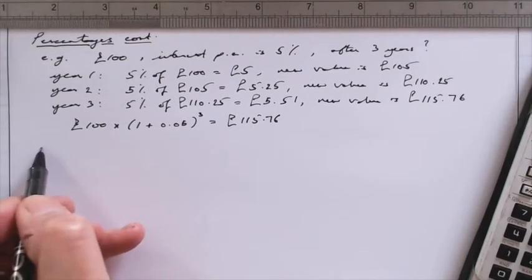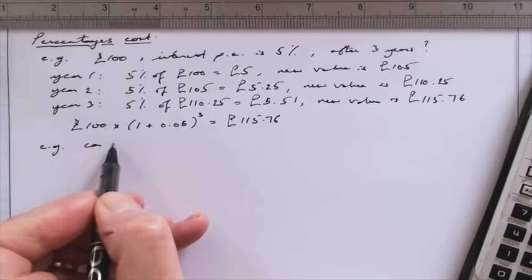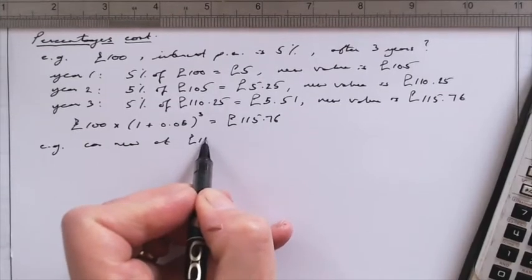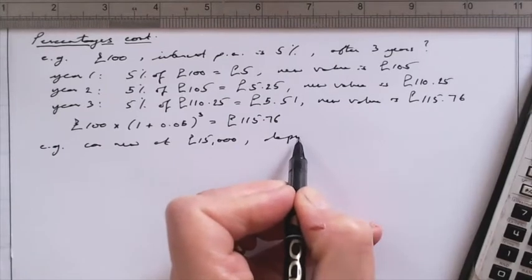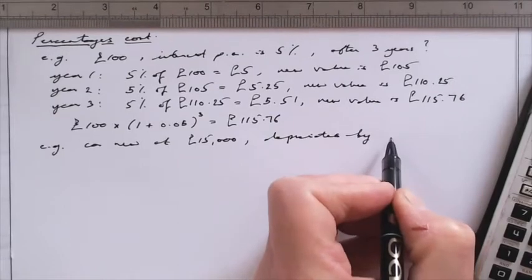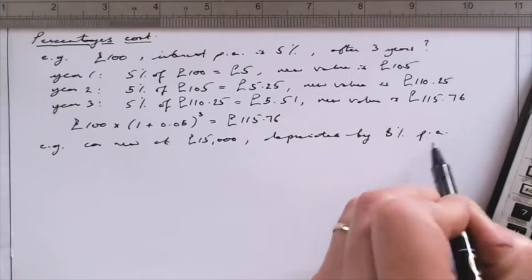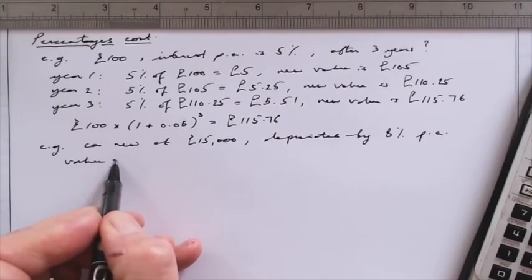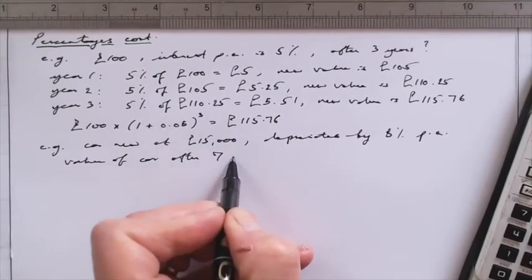So let's imagine that we have a car that was bought new at a cost of, say, £15,000. Okay, and let's say it depreciates. The value depreciates by, let's say, 8% a year. We often write PA, per annum, for per year. Let's say the value of the car after, let's say, 7 years.